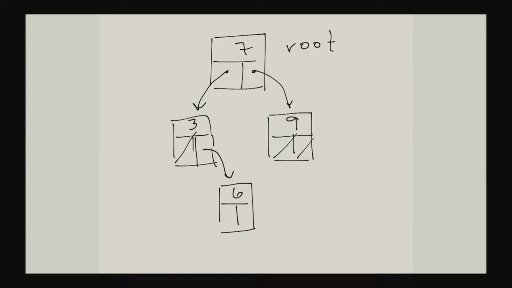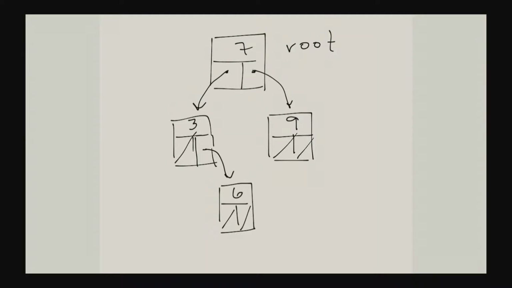So to put this in more concrete terms, if 3 is pointed to by one of the child pointers of 7, then 3 is a child of 7. So if we were to figure out what the children of 7 are, well, we see that 7 has a pointer to 3 and a pointer to 9. So 9 and 3 are the children of 7. 9 has no children because both of its child pointers are null. And 3 has only one child, 6. 6 also has no children because both of its pointers are null, which we'll draw right now.